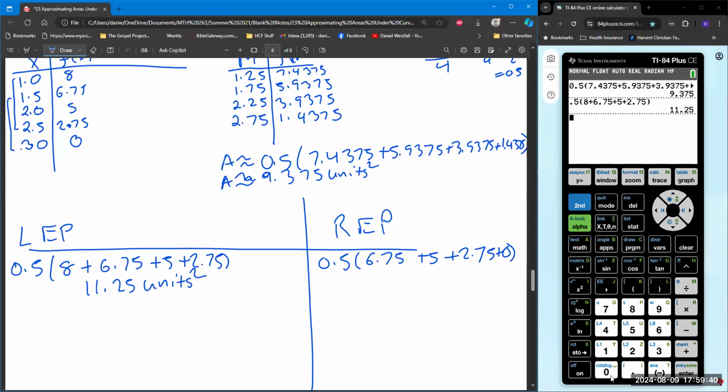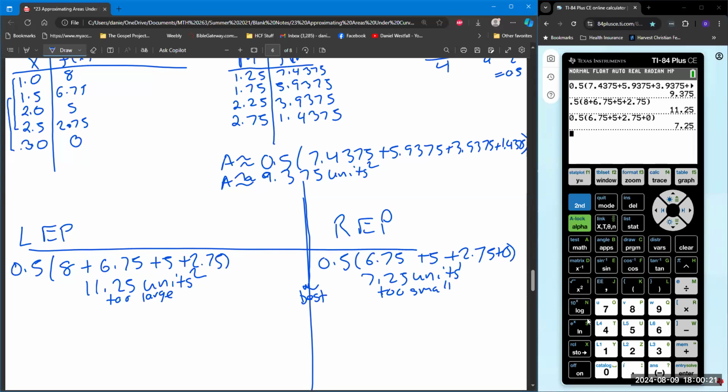and 0.5 times 6.75 plus 5 plus 2.75 plus 0 is 7.25 square units. And you can see that this midpoint approximation is in between there. This one is too small. This one is too large. This one is the best, though not perfect, approximation.